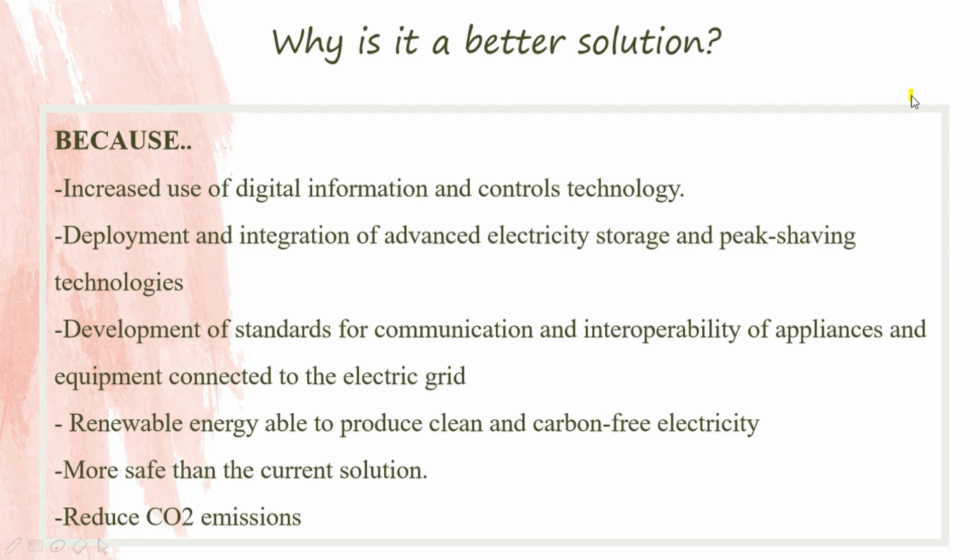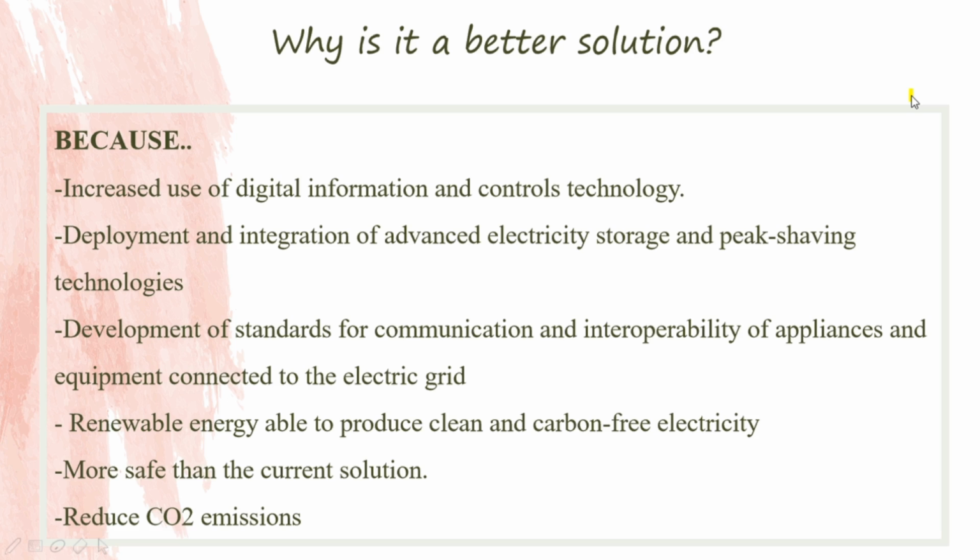Why is the smart electric grid a better solution? Because of the increased use of digital information and control technology to improve the reliability, security, and efficiency of the electric grid. The second point is deployment and integration of advanced electricity storage and peak shaving technologies. The third point is development of standards for communication and interoperability of appliances and equipment connected to the electric grid. The fourth point is that renewable energy such as wind and solar are able to produce clean and carbon-free electricity.